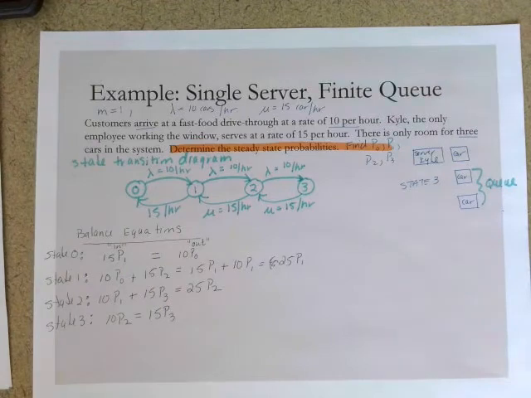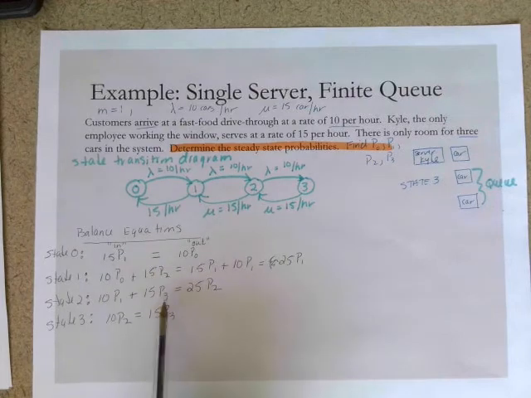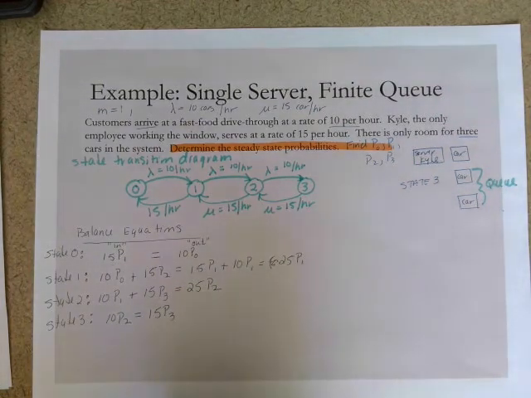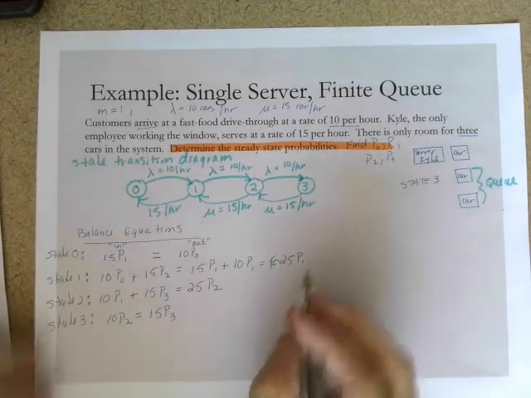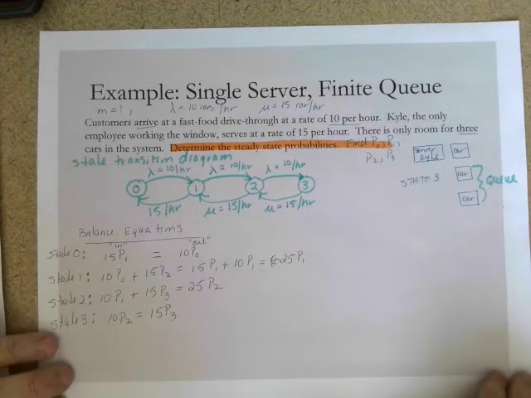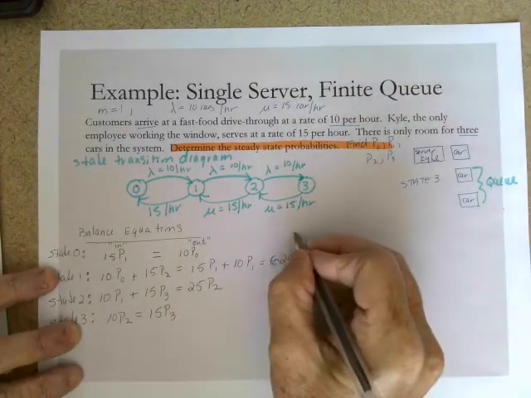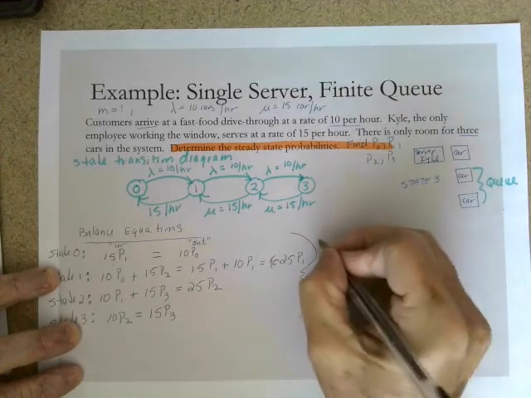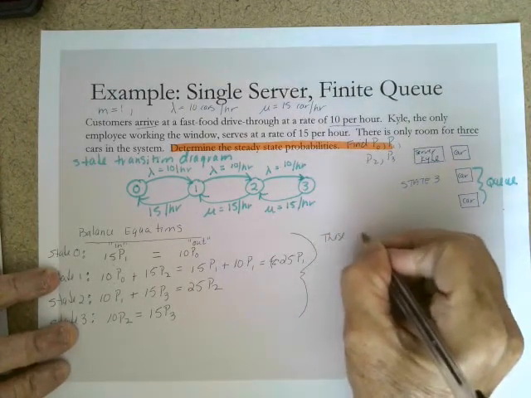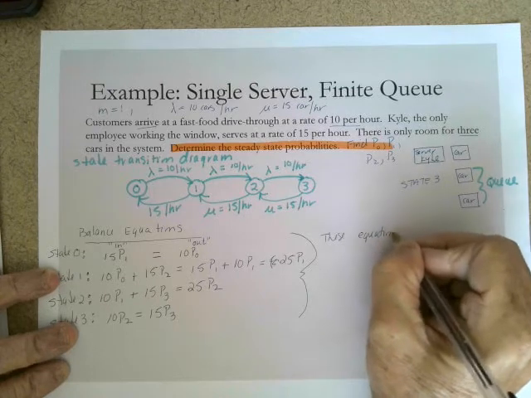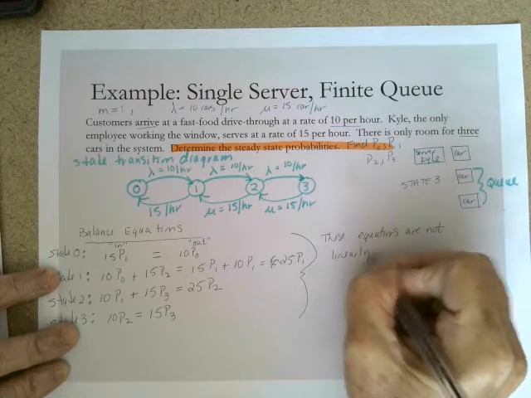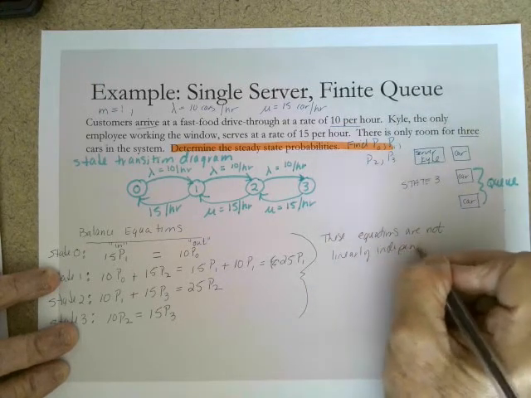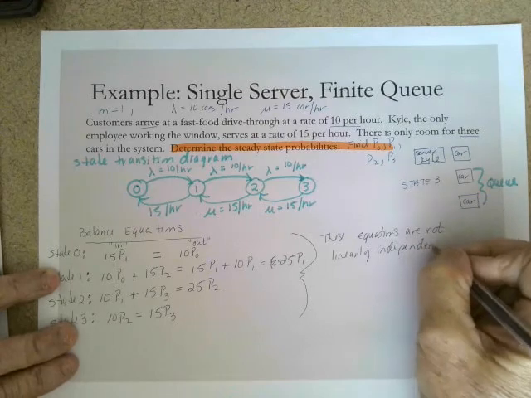Now, notice I have 4 equations and 4 unknowns, P0, P1, P2, and P3. The problem is, one of these is not linearly independent. So we're going to have one more equation, and then we're going to have to toss one out. So let me write this out. These equations are not linearly independent. So that means I can't solve for 4 equations and 4 unknowns.